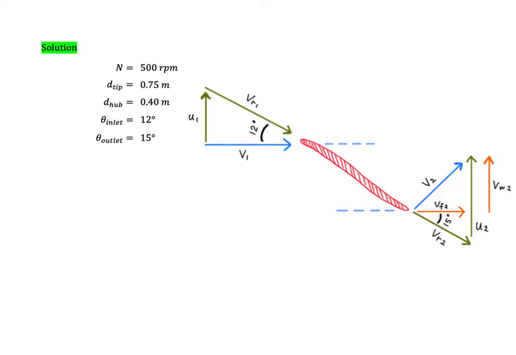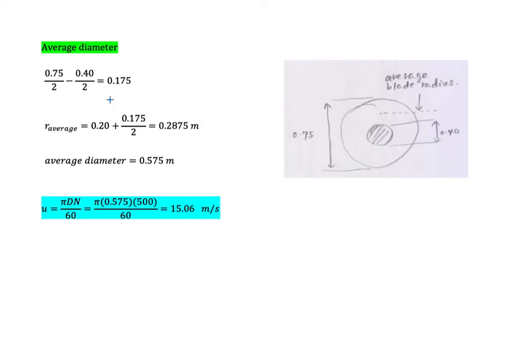So this is the solution. So we know that this is the velocity triangle. So we assume that the 12 degree is like this, and the 15 degrees is like this. Okay, so and then this is all the information. So we have the diameter for tips and the diameter for hub here. Then we need to calculate the average diameter. So according to this calculation, we could calculate that the average diameter is 0.575 meter.